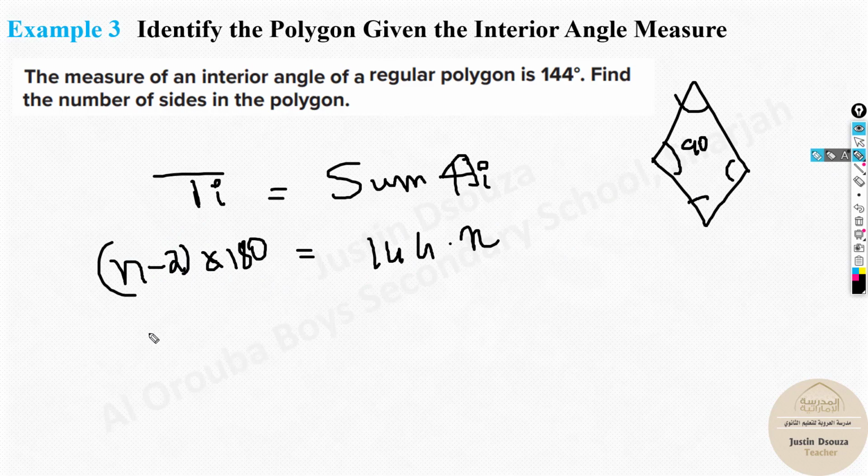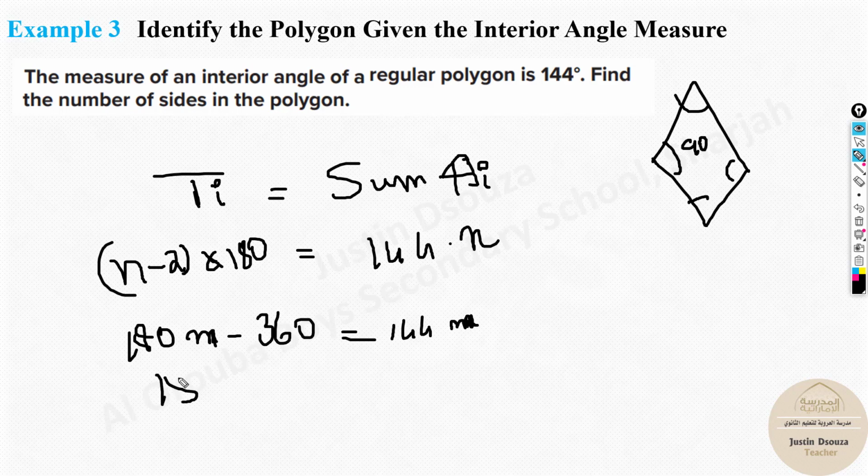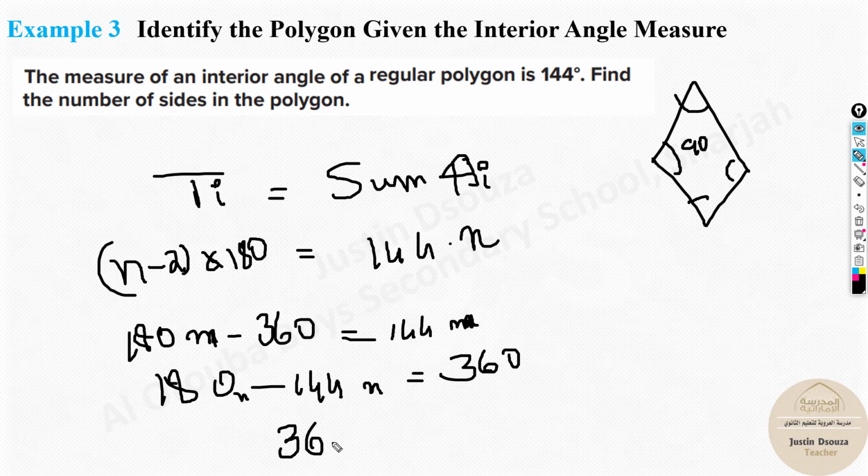It will be 180 times (n minus 2), which is 180n minus 360, equals 144n. Here n is the number of sides. Now take this to the other side: 180n minus 144n, and 360 becomes positive. Now 180 minus 144 is 36. 36n equals 360, so n is 10. That means the number of sides is 10.